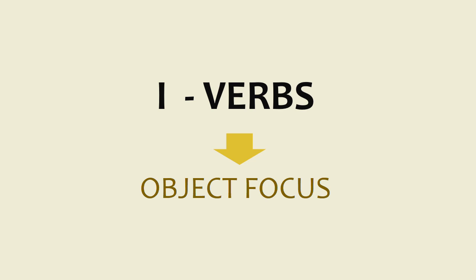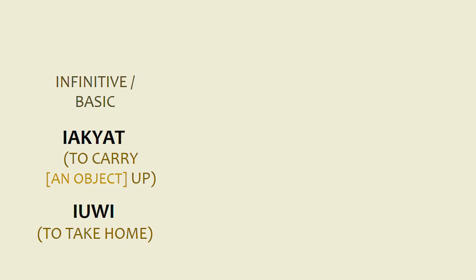By the way, tomorrow I will be uploading another video where I will show you when you should use I-verbs and how to form sentences using them. But today, in this video, let us first form the past, present, and future tenses. In order to do that, we need the verb root first. I have here two I-verbs in their basic or infinitive form.